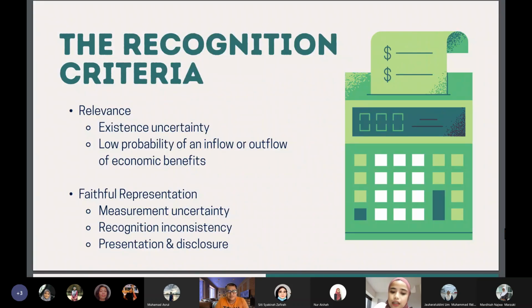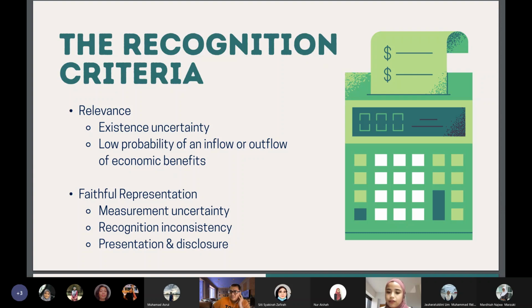Okay, so what if it has met the definition of an element, but it doesn't necessarily provide relevant information? For example, it meets the definition of an asset, but it is uncertain whether the asset exists, or the probability of an economic inflow is low. What will happen next? Well, the asset will not be recognized in the face of the financial statements. Selalunya these unrecognized assets and liabilities akan ditempatkan in the notes of financial statements.